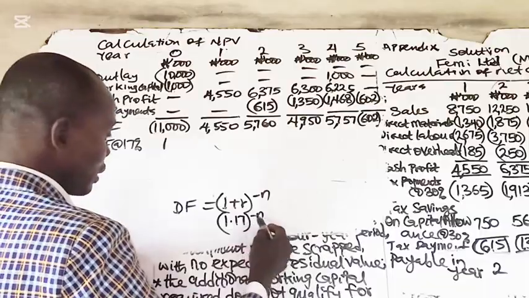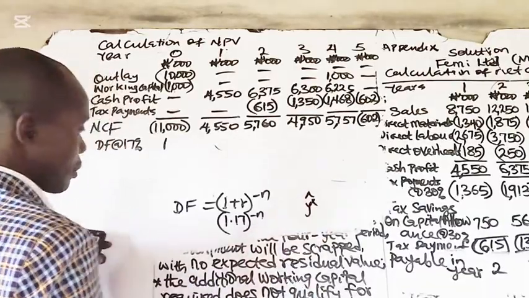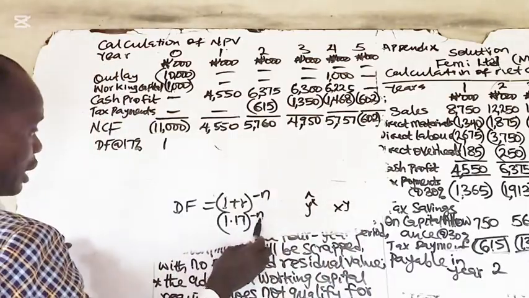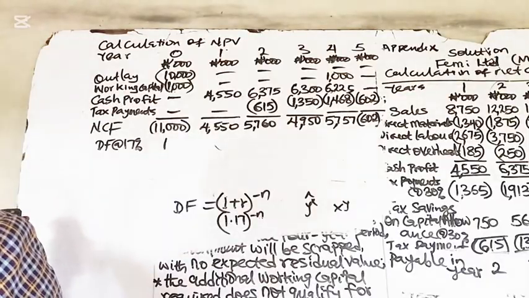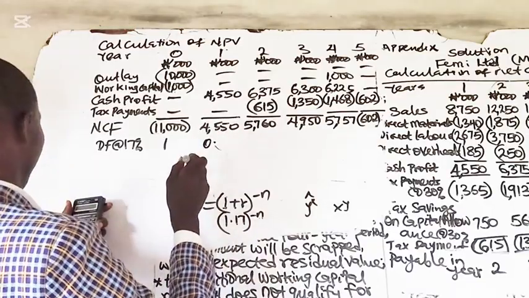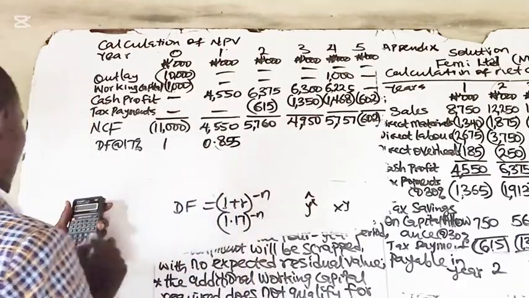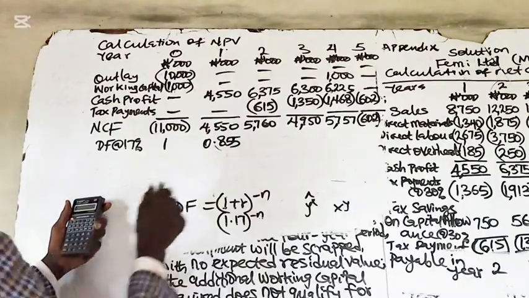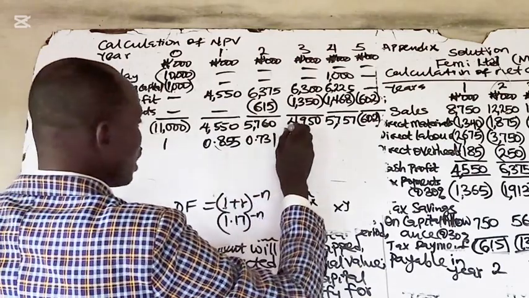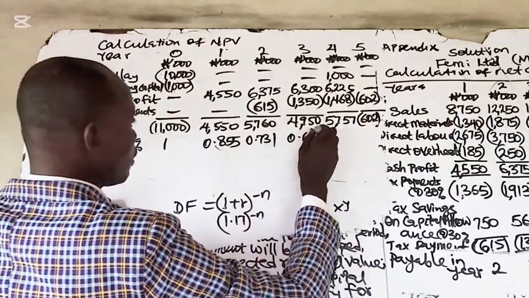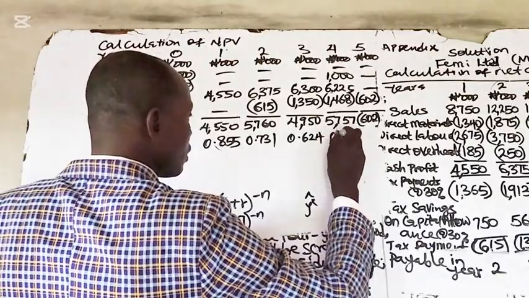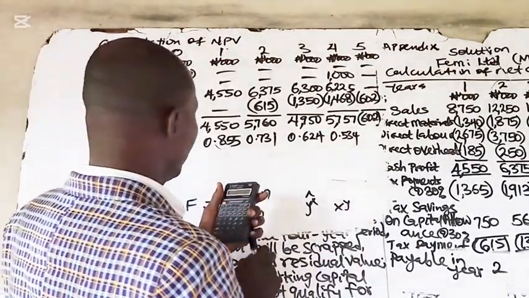On some calculators the exponential function looks like this, on others it is x raised to power y, so it depends on the calculator you are using. That is the exponential function. So 1.17. For year 1, we have 0.855. Year 2, 0.731. Year 3, 0.624. Year 4, 0.534. Year 5, that is 0.456.